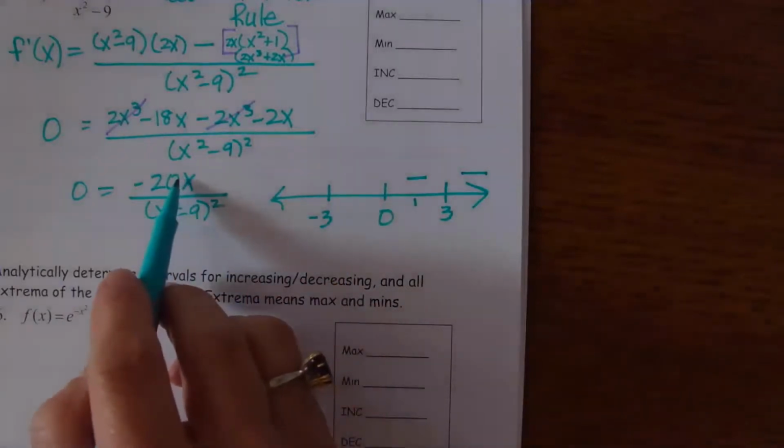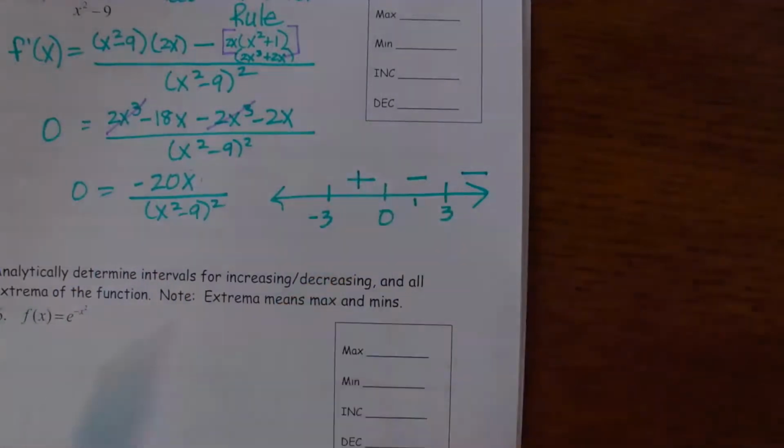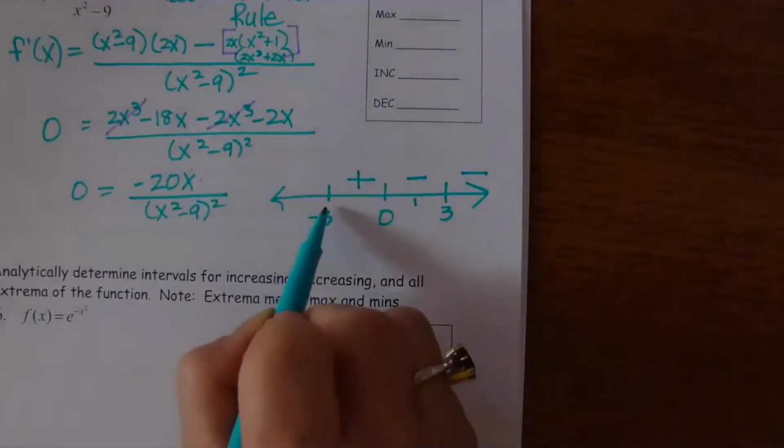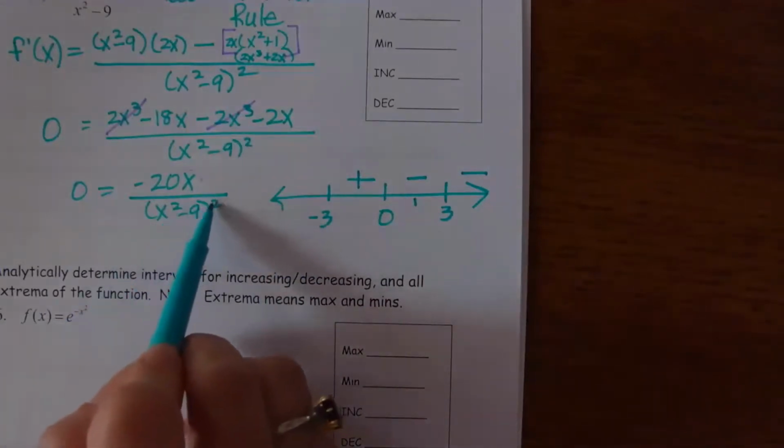Yes, because that came from the top and the top is not squared. So we're going to have a sign change at the 0. Then at negative 3, will we have a sign change? No, because it came from the bottom and the bottom is squared.